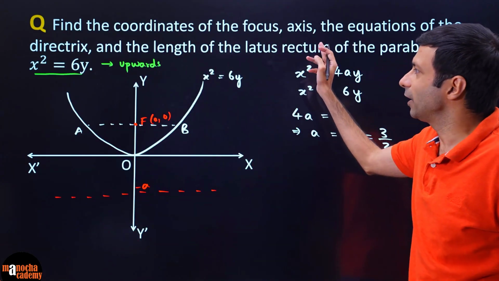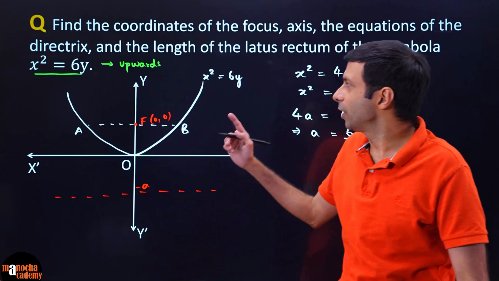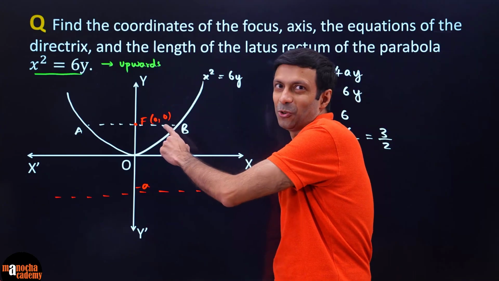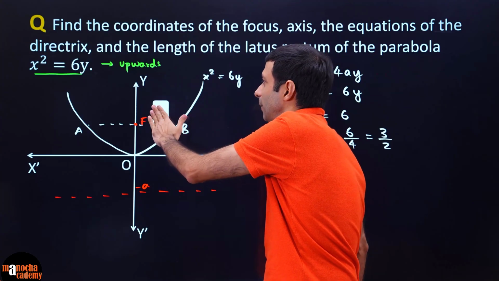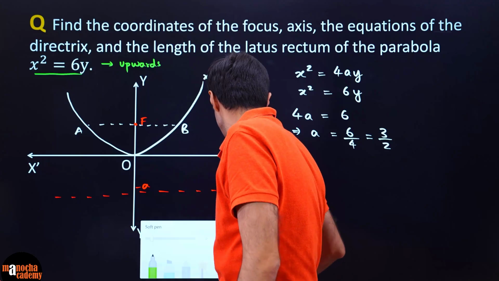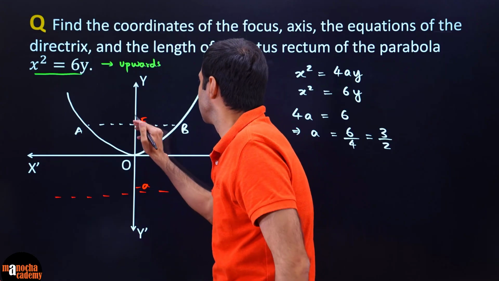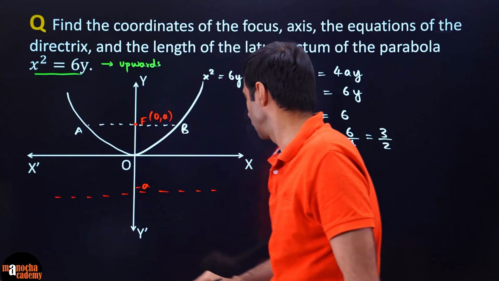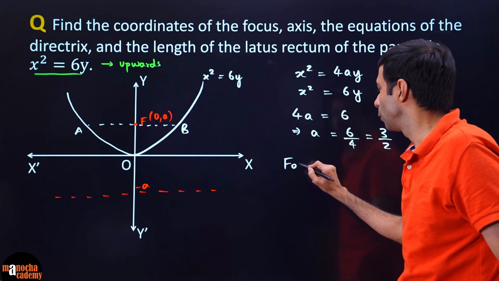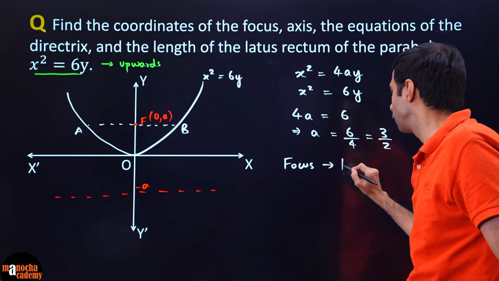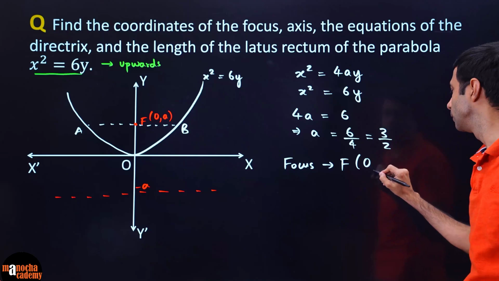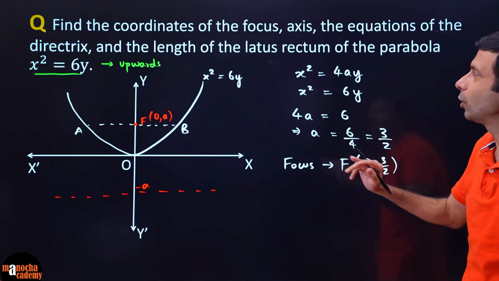So we can easily find the coordinates of the focus. So what will the coordinates of the focus be? In a hurry, I wrote a comma 0. It should be 0 comma a, right? The focus is not at a comma 0. It is at 0 comma a, okay? So please correct that and let's write down the value of the focus. The focus point F is going to be at 0 comma a, and a is 3 by 2. There you go. We have found the coordinates of the focus.